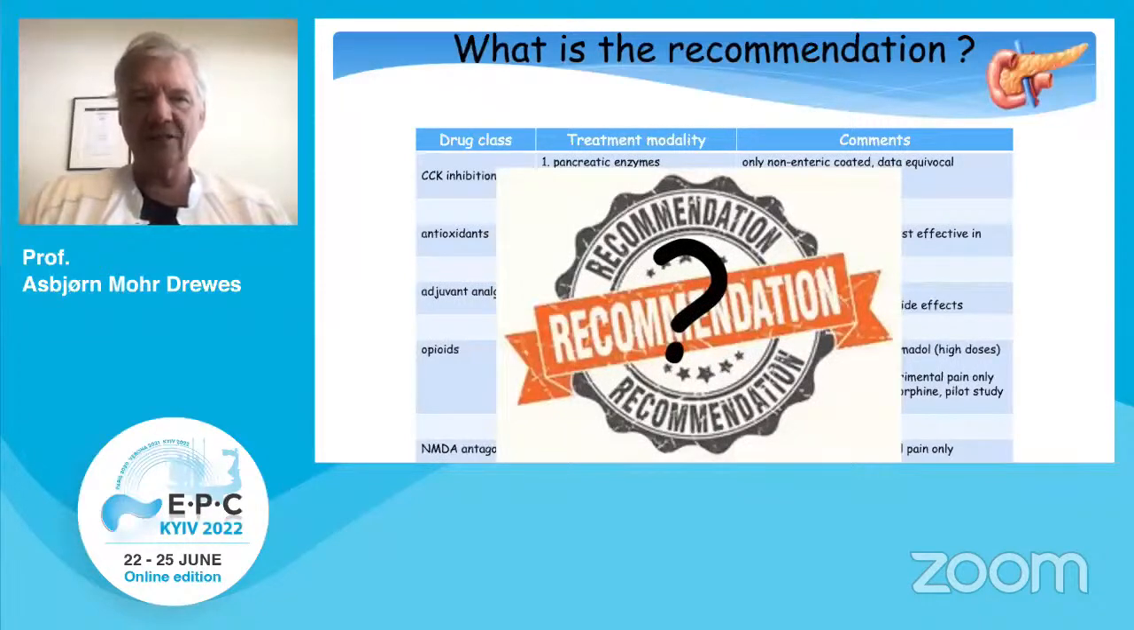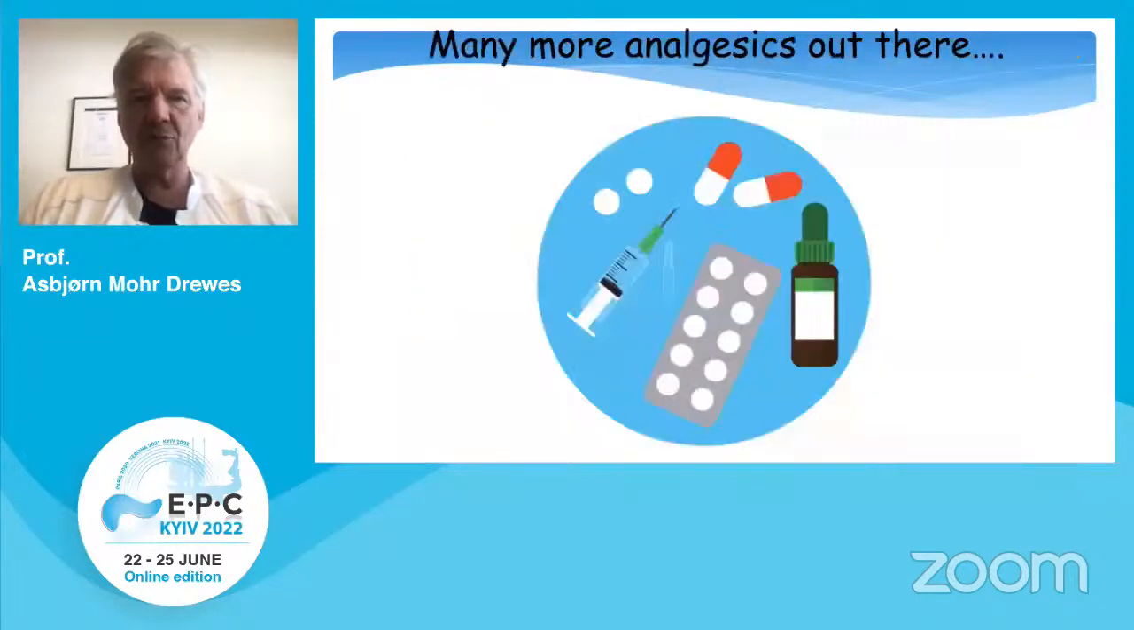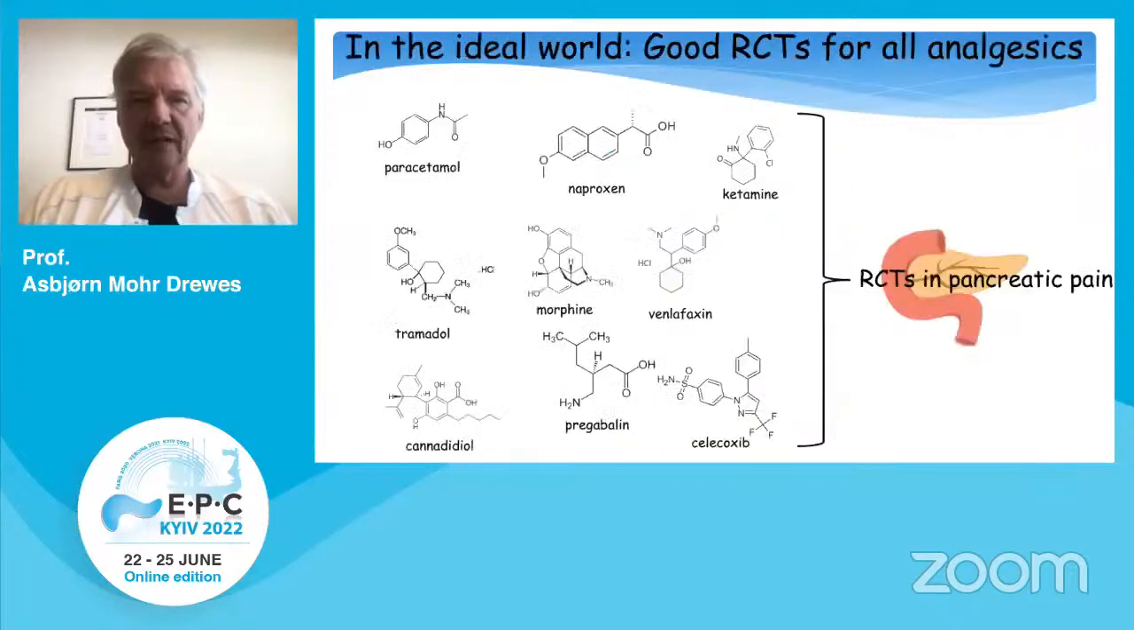And of course it is not, because there are much more analgesics out there. And even though they have not been used or tested in chronic pancreatitis, they are still effective. We know that from a clinical point of view. And in the ideal world, of course, you should do good randomized controlled trials for all different kinds of analgesics.